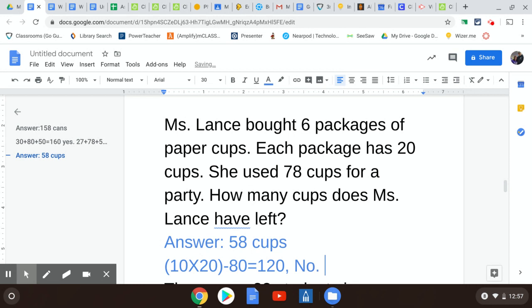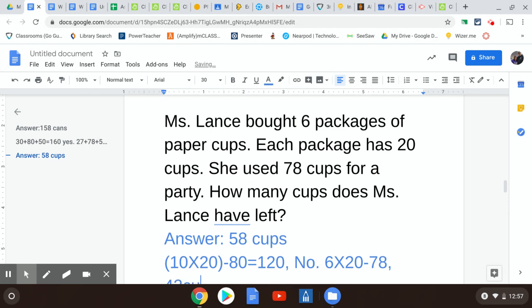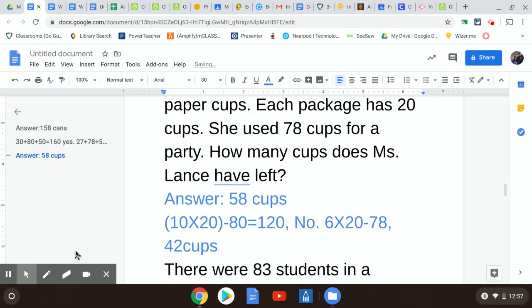Now we have to do the actual math. So you take 6 times 20 minus 78. Okay, 6 times 20, I know that 6 and 2 makes 12. Add the 0, that's 120. And if I take 120 minus 78, I get 42. That is still not reasonable. Okay, that is the end of page 417, so go ahead and turn the page.